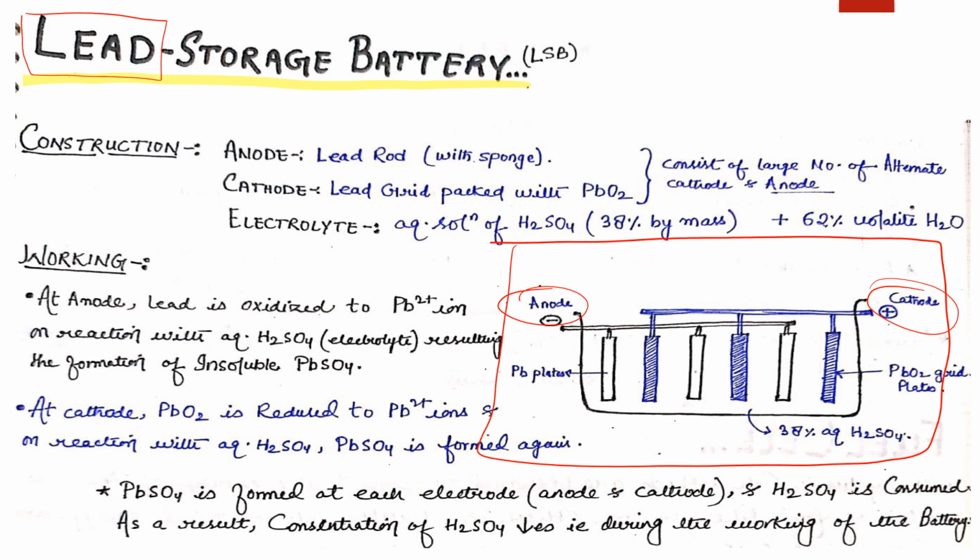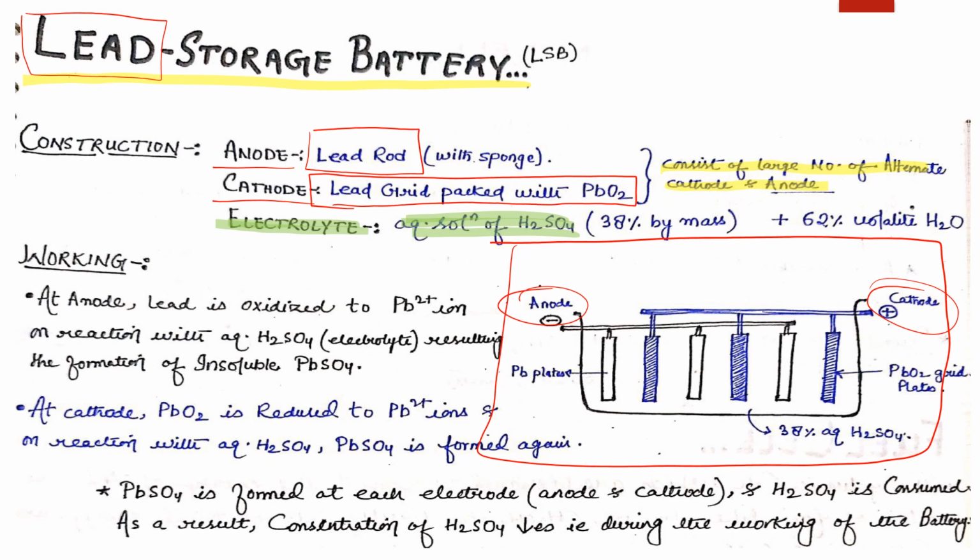Important from the examination point of view, you should remember that the anode in the lead storage battery is composed of lead rod, while the cathode is composed of a lead grid packed with PbO2, that is lead dioxide. This anode and cathode, as I already told you, are present alternately, a large number of them. One important question asked in the previous year examination is about the electrolyte used in the lead storage battery. The electrolyte is H2SO4, that is an aqueous solution of sulfuric acid.